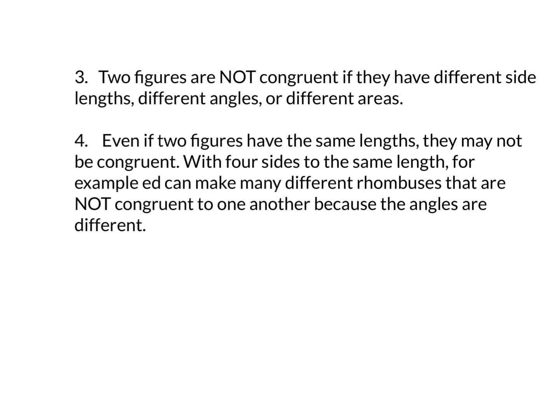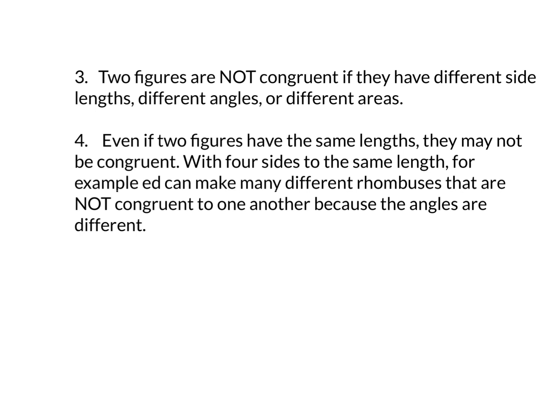And then number 3, two figures are not congruent if they have different side lengths, different angles, and different areas. So remember, we have to have the same sides to be congruent. We have to have the same angle measures to be congruent. And we also have to have the same area or the same shape to be congruent.